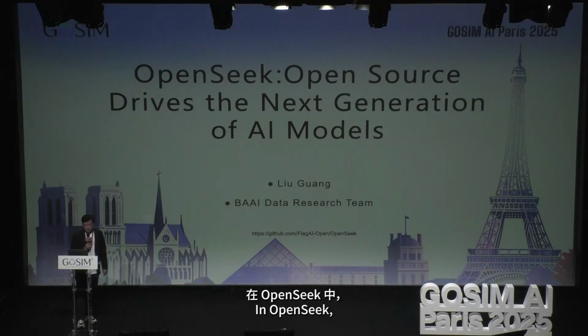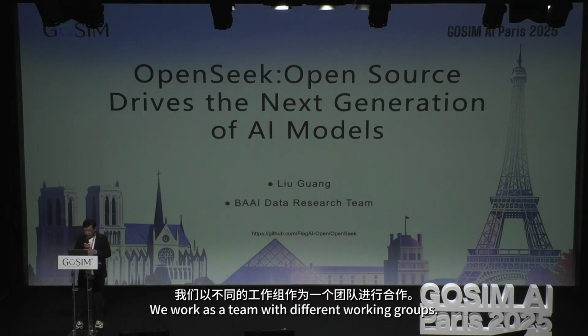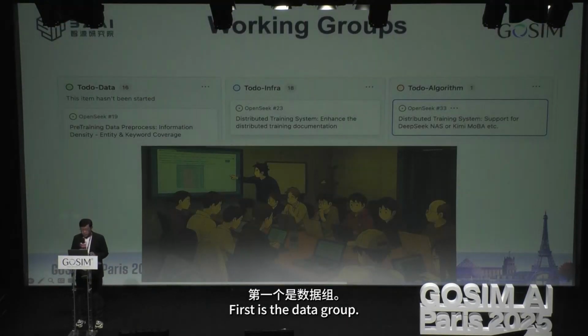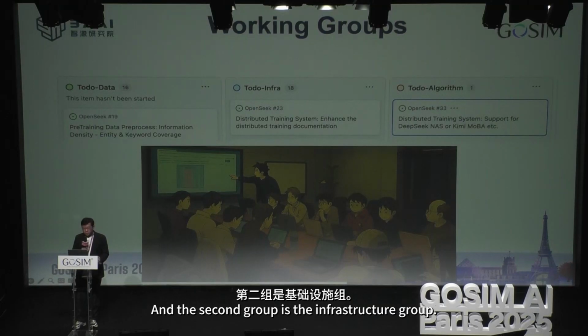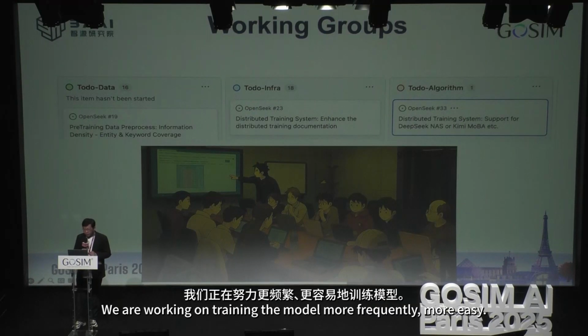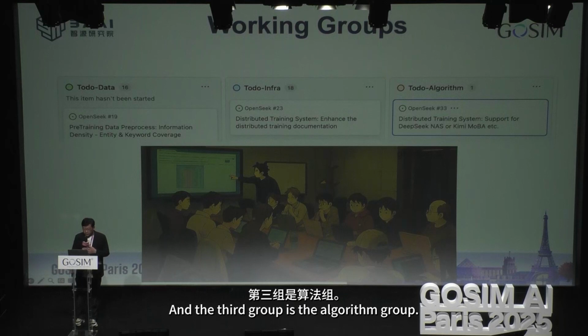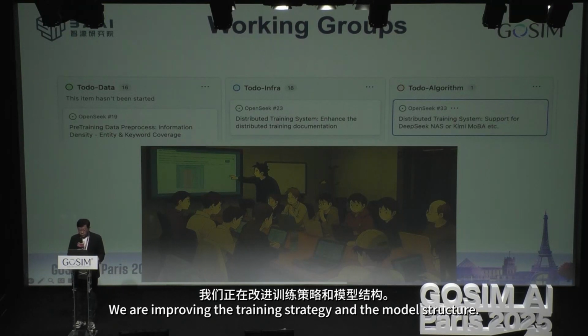In OpenSeek, we work as a team with different working groups, mainly 3 different working groups. First is the data group. We are building more high quality data. And the second group is the infrastructure group. We are working on making model training more frequent and easier. And the third group is the algorithm group. We are improving the training strategy and the model structure.